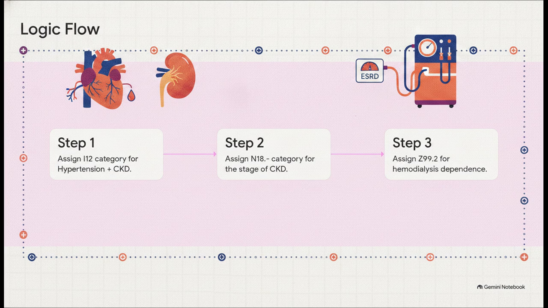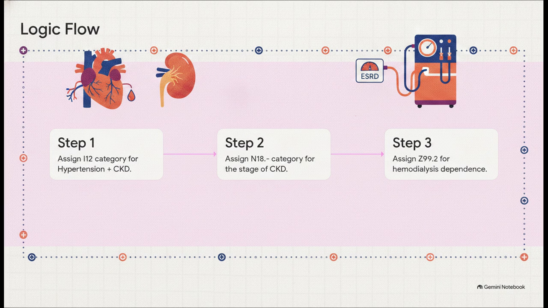Now, before we unpack the step-by-step logic, to truly understand why this sequence is mandatory, let's walk through the exact logic flow you need to memorize. Think of it like a puzzle. Step 1. The guidelines tell us we have to assign a code from the I12 category, that's hypertensive chronic kidney disease, whenever both hypertension and a condition classifiable to category N18, which is chronic kidney disease, are present.